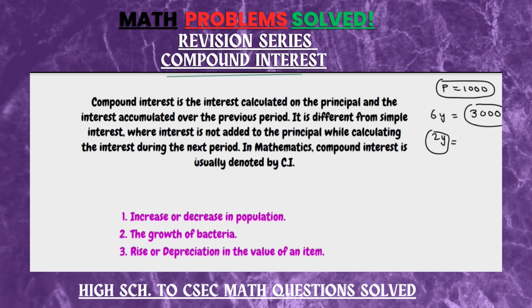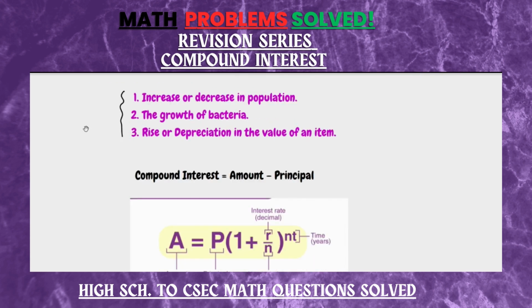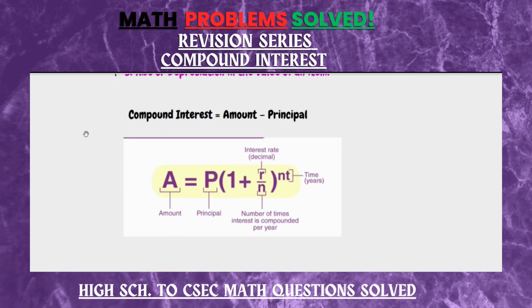Then, where do we use compound interest? We use compound interest if we have to calculate increase or decrease in population. These are the applications of compound interest. We can calculate the increase or decrease in population, the growth of bacteria, and the rise or depreciation in the value of an item. We can calculate all of these things by using the compound interest formula, right?